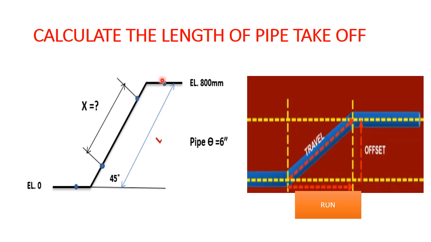The elevation is given as 800 millimeter and the nominal pipe size is given as 6 inch for the 45-degree elbow. This is a 45-degree elbow and this is also a 45-degree elbow. Here we have two 45-degree elbows, one here and another one here.